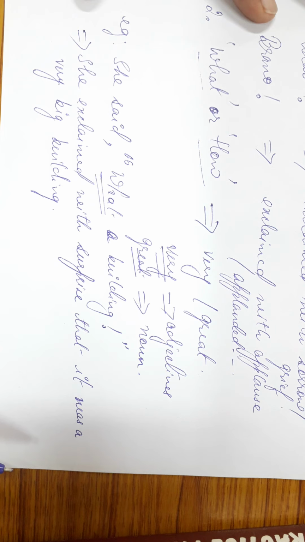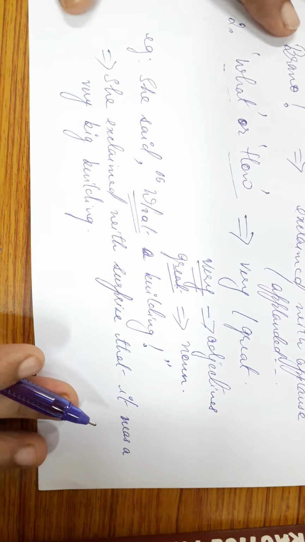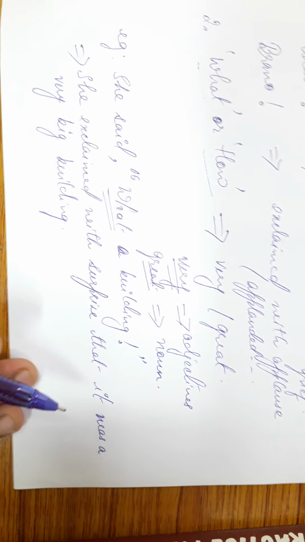Now, when we say very big, so big is adjective here, so it becomes very. And if we are simply using only the noun building, we can use great. You can write it was a great building or it was a very big building. Difference is only this. Fine.